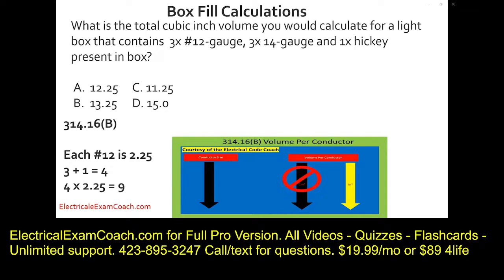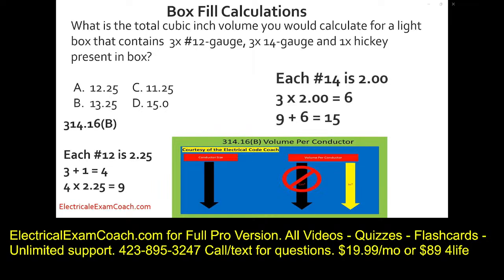Now let's deal with our leftover conductors. We have 3 14 gauges. We bear all that math out. Then we total it together and we end up with 15 cubic inches that all of this is taking up in this box.